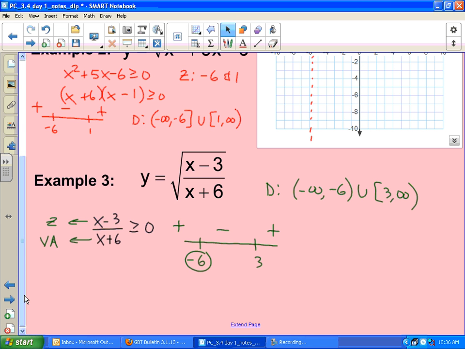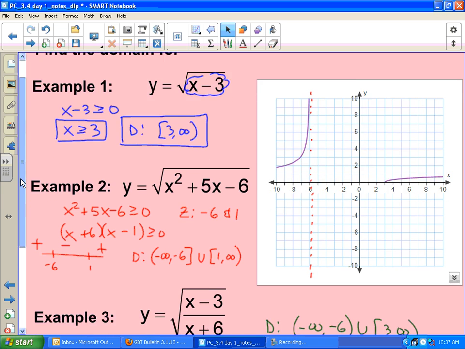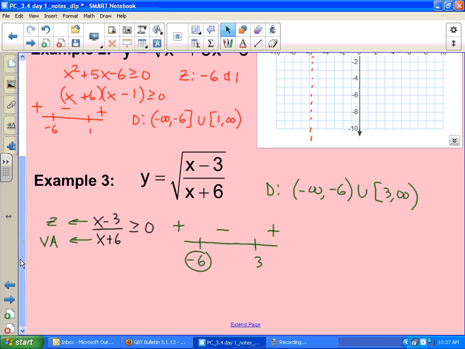So your answers for domain of problems that have no radical, but just x is in the denominator, will always be x can't equal your values that are in the denominator. When you have a radical, your answer will always be a sign. Something greater than or equal to, less than. Okay? What questions do you have? This is again the hardest part. The domain and the range is the hard part.